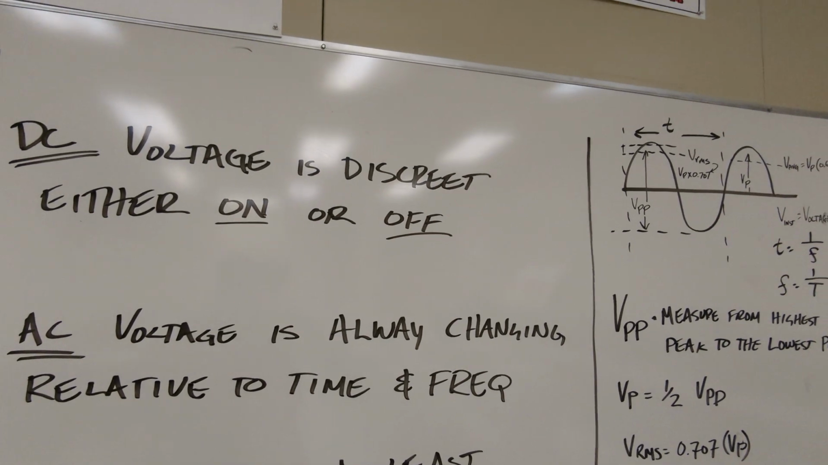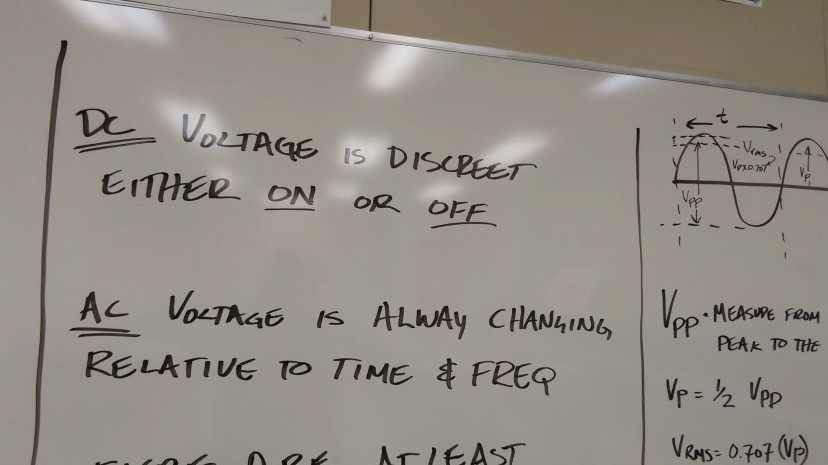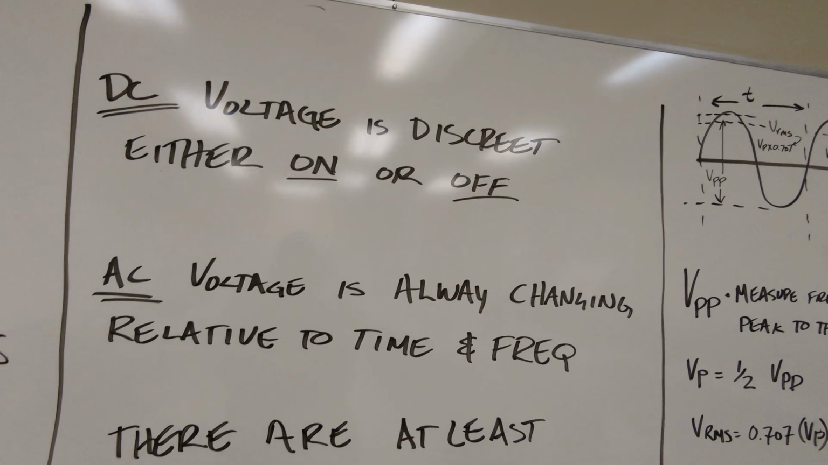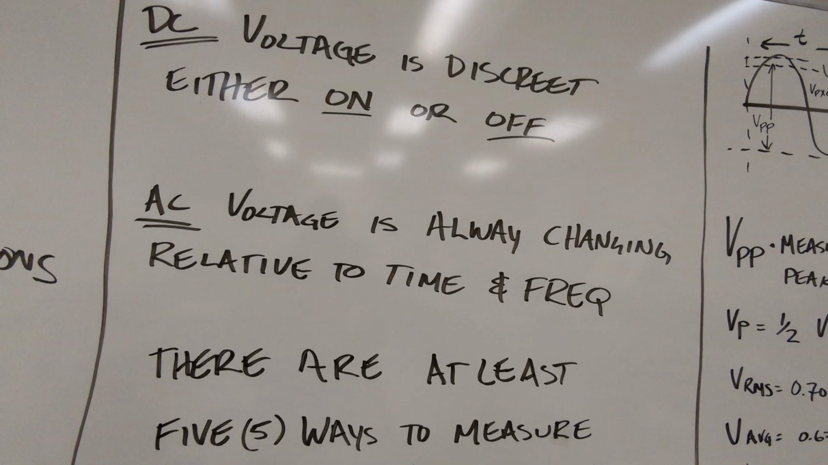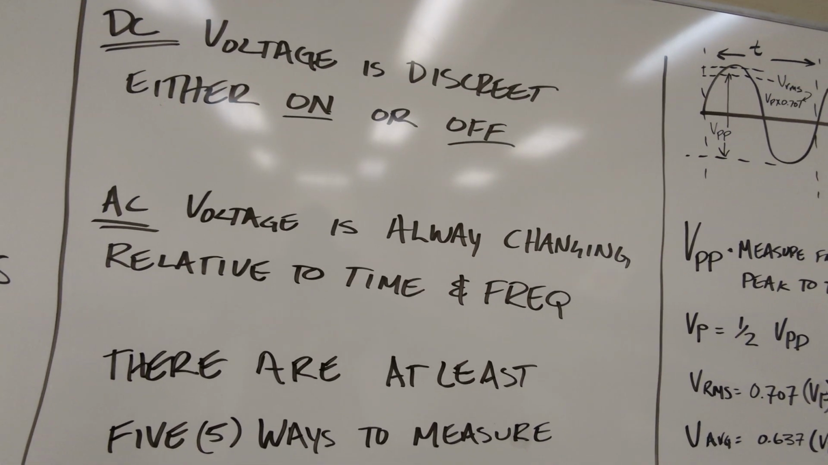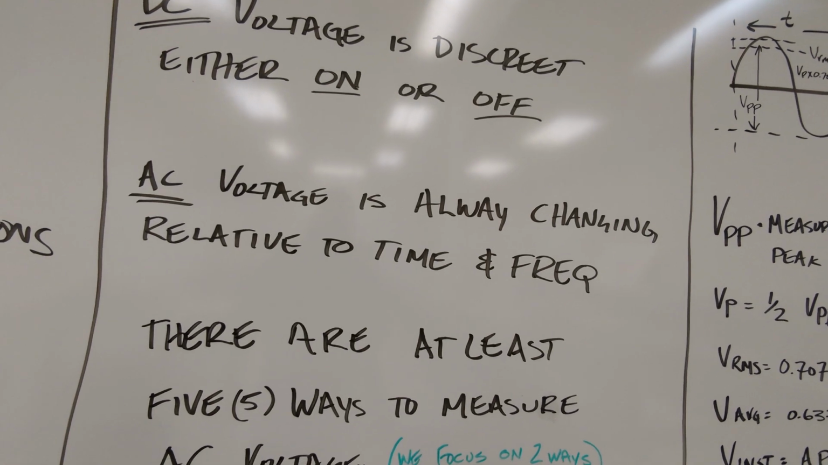And then we also have AC current. So AC current is always changing. It is going positive and it's going negative. And that change is going to be contingent on at least two things, and those two things are going to be the time and the frequency. And we'll talk more about that when we actually get into the class.